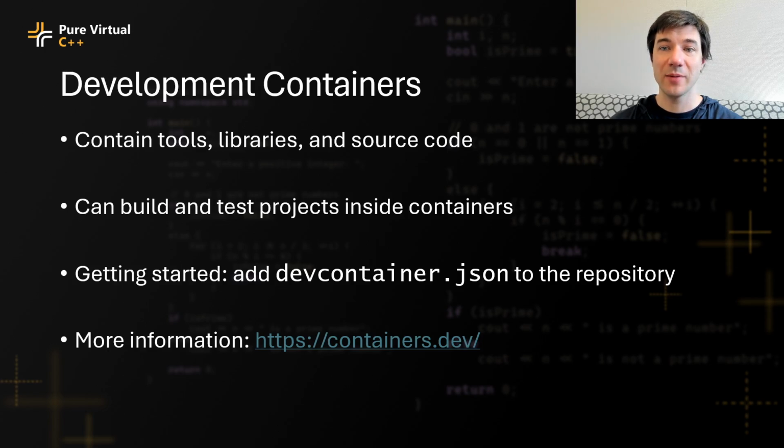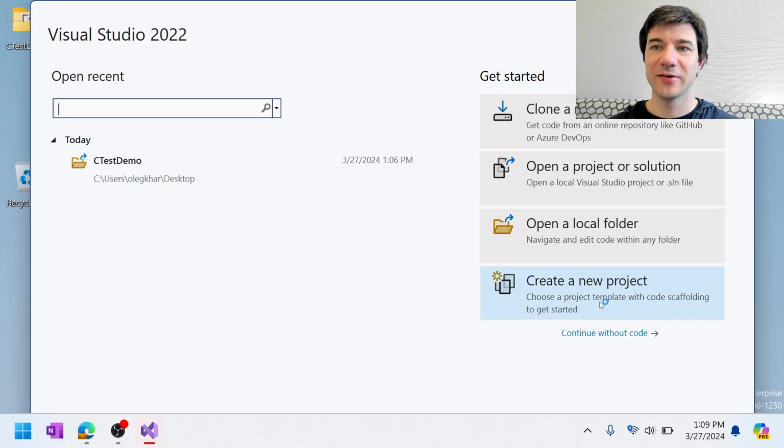For this demo, I'm going to use Docker Desktop installed on my Windows machine. Visual Studio also lets you create a dev container on WSL or on a remote Linux machine, and I'll demonstrate these options as well. Development containers in Visual Studio are supported for C++ projects that use CMake presets.